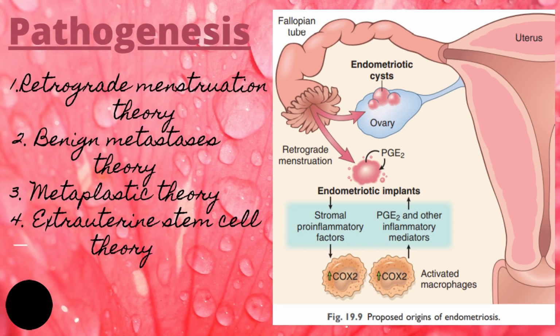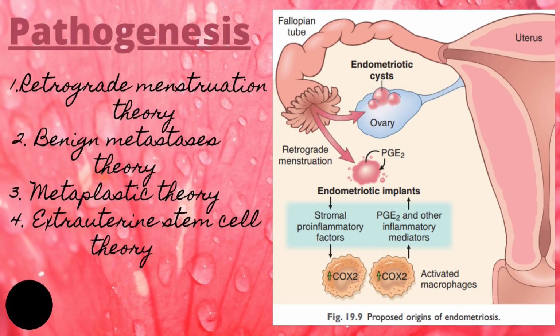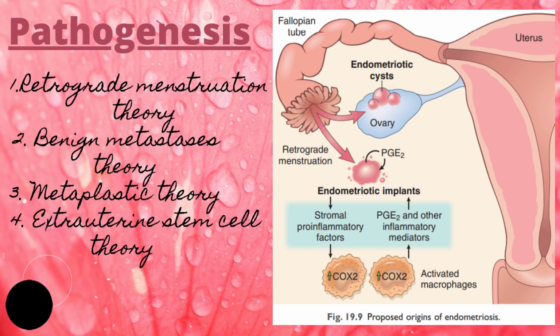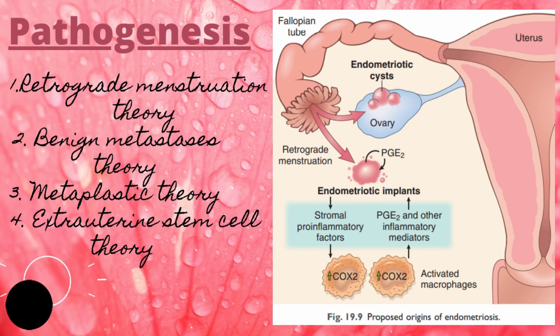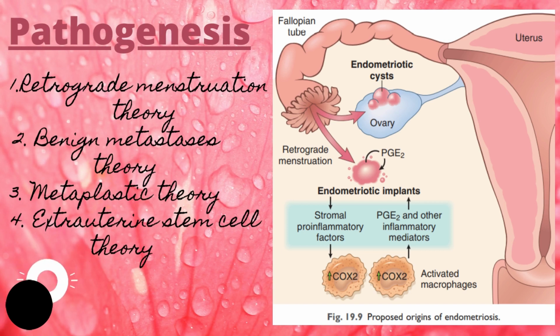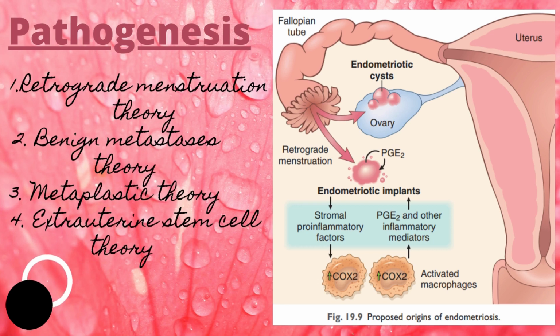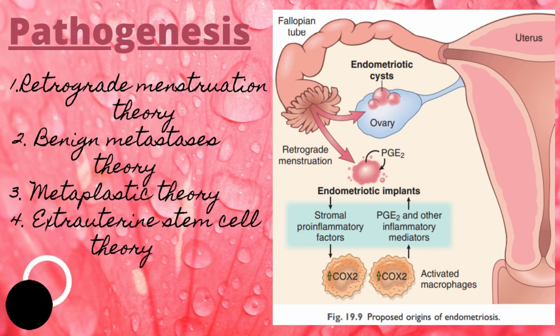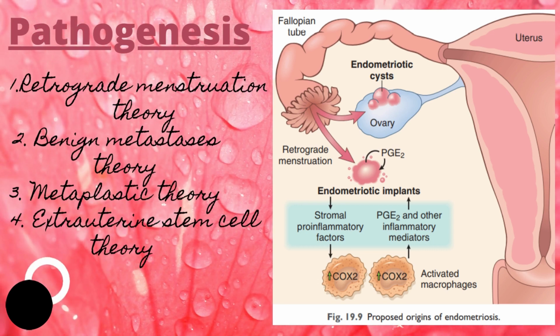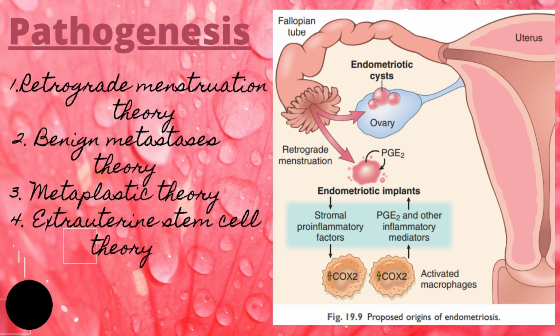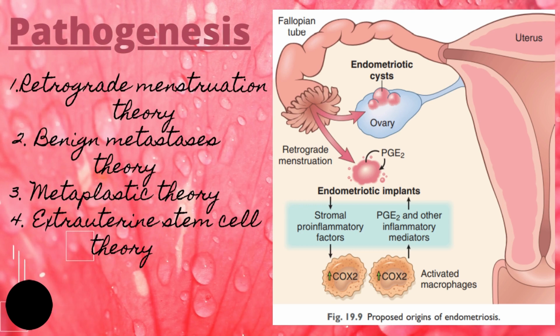Another theory is the metaplastic theory, which explains that the coelomic epithelium, or the cells of the peritoneum, differentiate into endometrial tissue, which gets implanted in different distant sites. This theory can even explain the endometriosis that can occur in cases of hysterectomy, which is the complete surgical removal of the uterus. So this was the metaplastic theory.